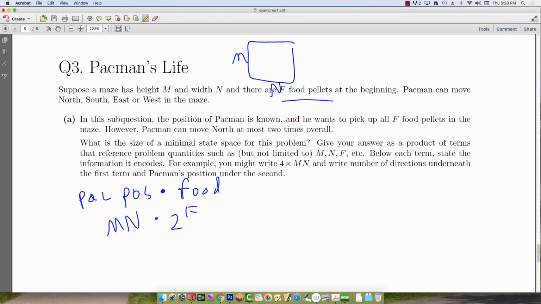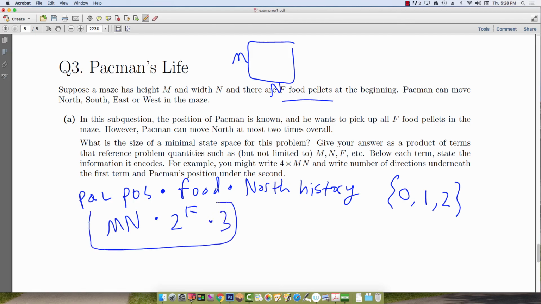And lastly, there's one kind of hitch in this problem, which is that Pac-Man can only move north at most 2 times. So we're going to have to keep track of how many times Pac-Man has moved north. Let's call it north history. Pac-Man can have moved north 0, 1, or 2 times. Since there are 3 choices here, we'll multiply that by 3. So this is our total state space size.